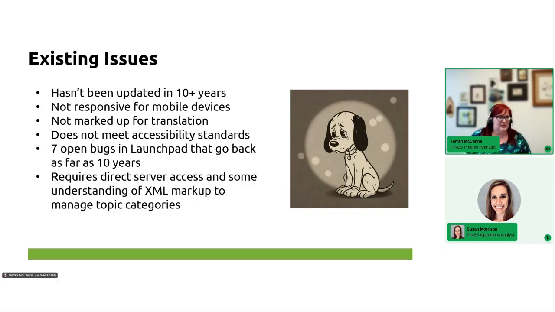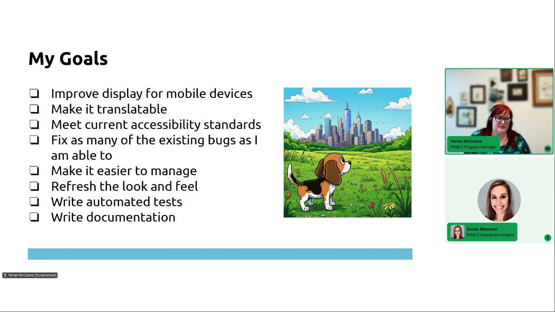So my goals during this project look very similar to what the problems list was. I wanted to make it responsive, make it translatable, have it meet current accessibility standards, fix as many of those existing bugs that go back up to 10 years as I could, and also get rid of that XML file and make it manageable from within the staff client, as much as possible anyway.